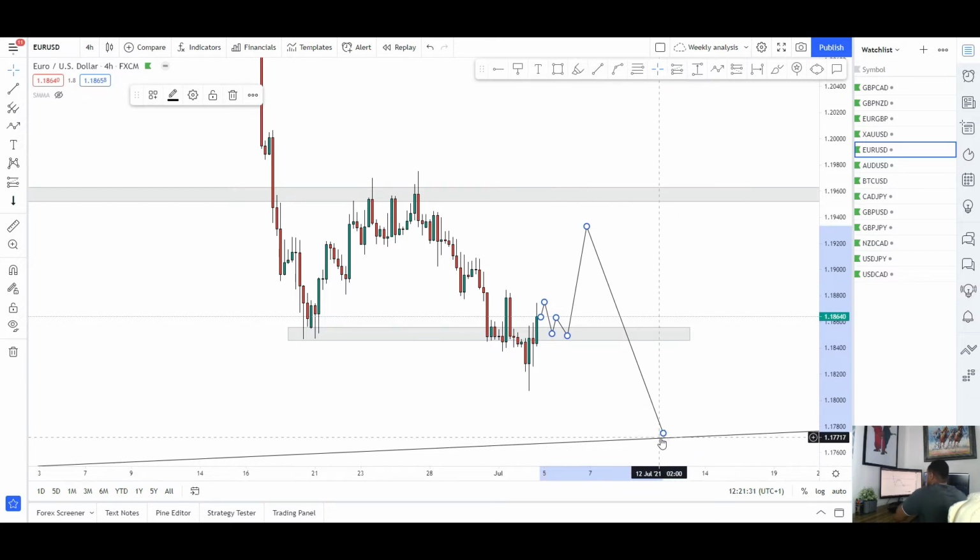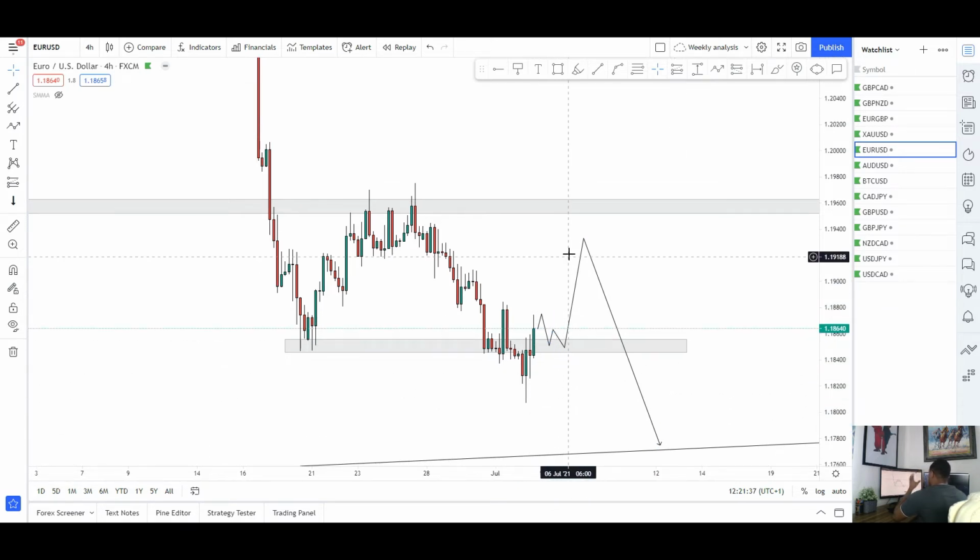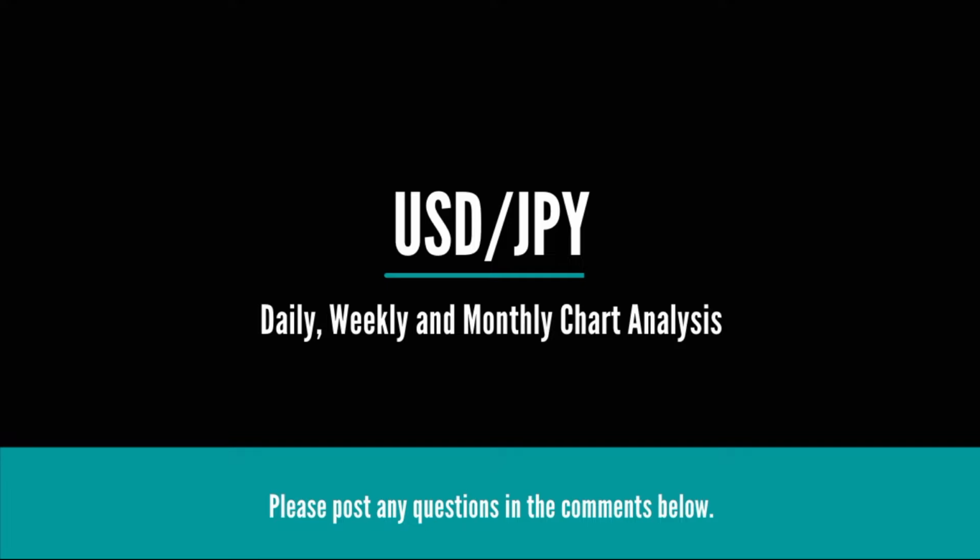So I still see this market rolling over to the downside. So expecting more downside for next week for Euro USD. Some new lows past this previous wick here, but first expecting a bit of a retrace for another lower high and then a collapse to the downside. Next, we're going to take a look at USD JPY.